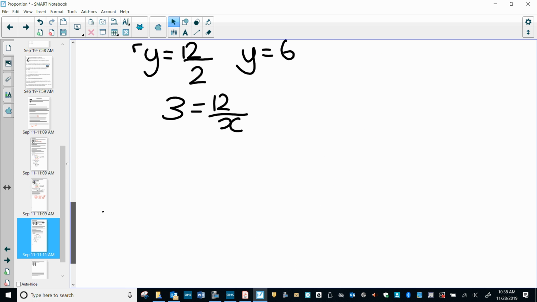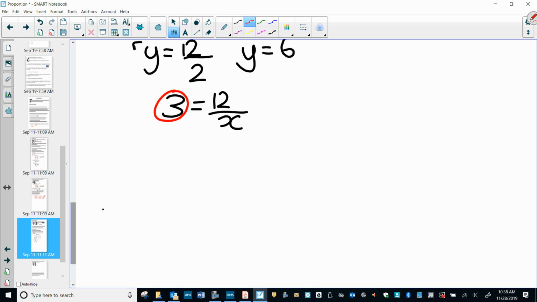Okay, how do we find x when it's on the bottom? Switch. Good, we're going to switch these two. So x is equal to 12 over 3, which is 4. Okay?